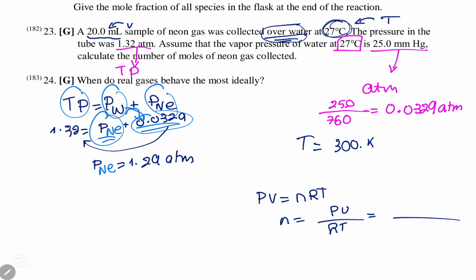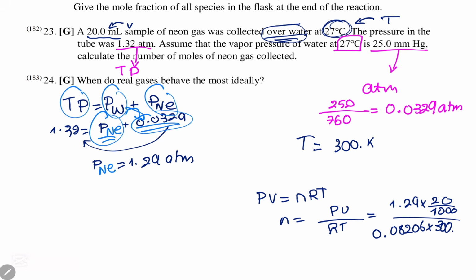What is the pressure? We found it to be 1.29 atmospheres, times the volume, which is 20 milliliters. But we can't keep it in milliliters. We need to change it into liters, so we divide by 1,000. So 20 divided by 1,000, divided by R. They didn't give us R, but we'll assume to use the full value, which is 0.08206, times the absolute temperature, which is 300.